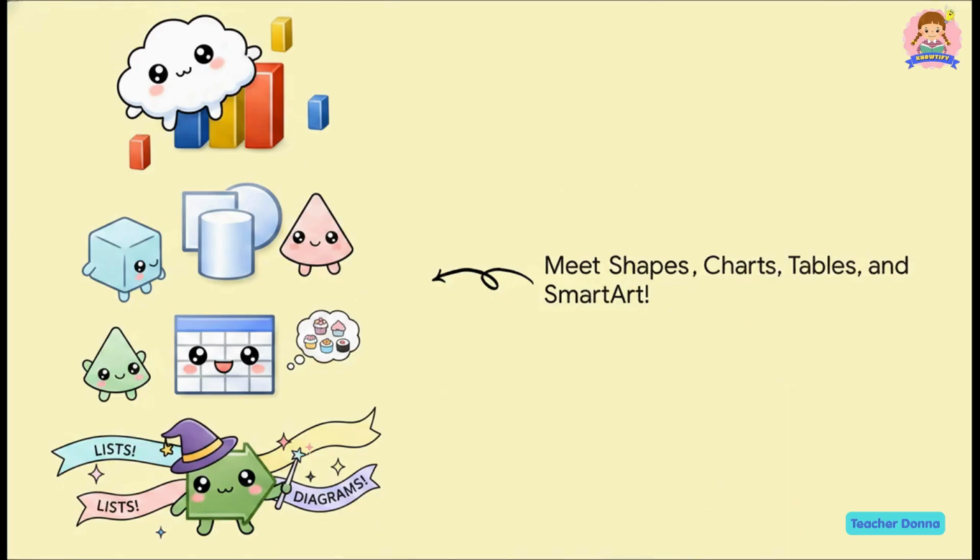First up, that blue grid is a table, which is perfect for organizing your potion ingredients into neat rows. Above that, we've got shapes to help you draw things like magical shields or castles. Those colorful blocks, that's a chart, doing math magic to show information, like a bar graph of everyone's favorite ice cream. And finally, that green arrow is SmartArt, which helps you build super cool, colorful diagrams for your quests.